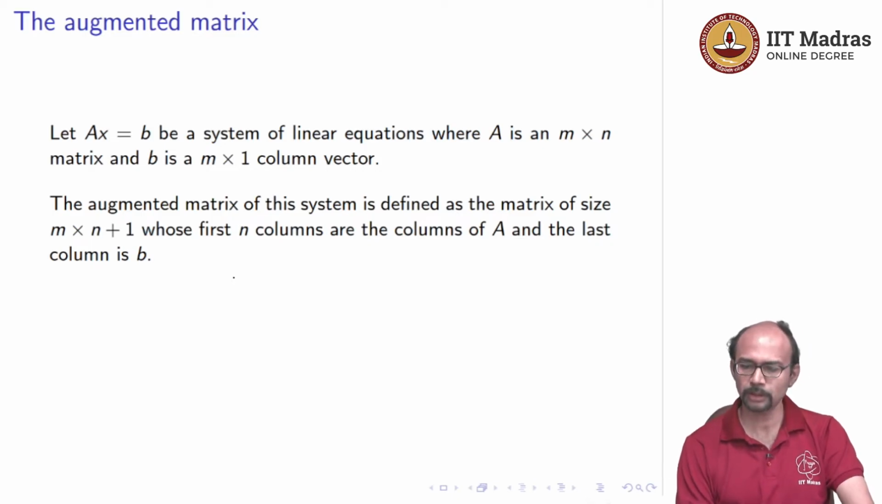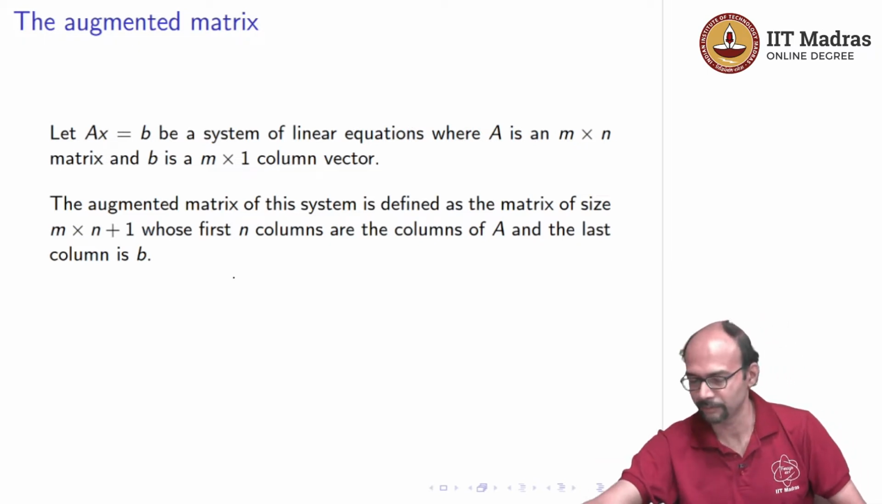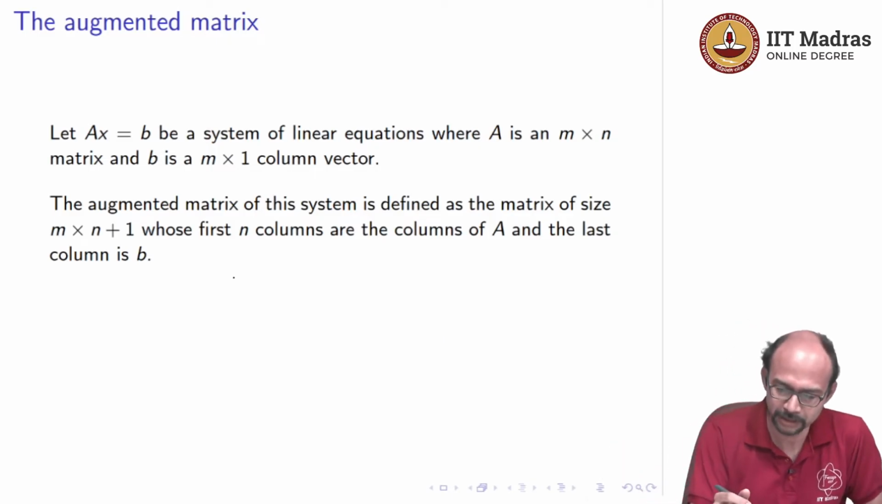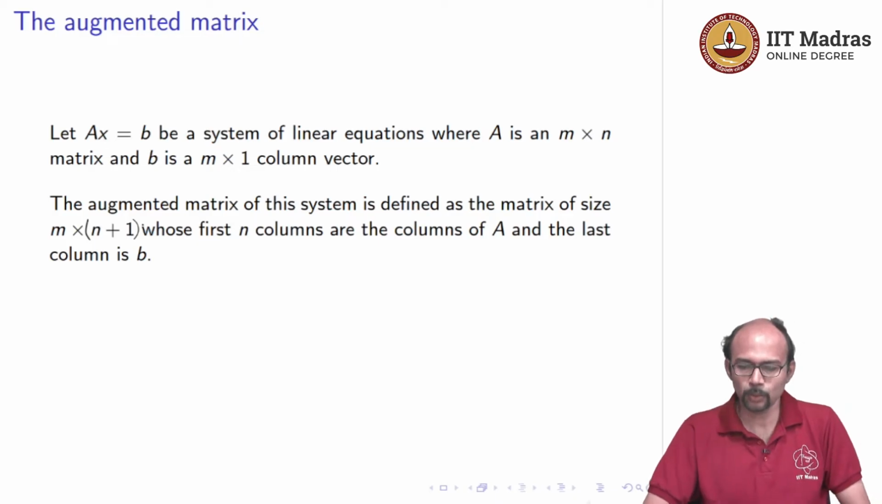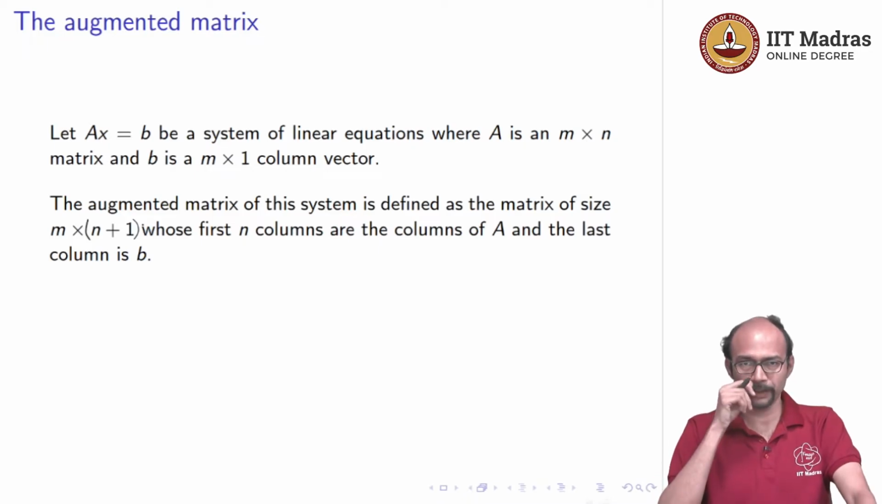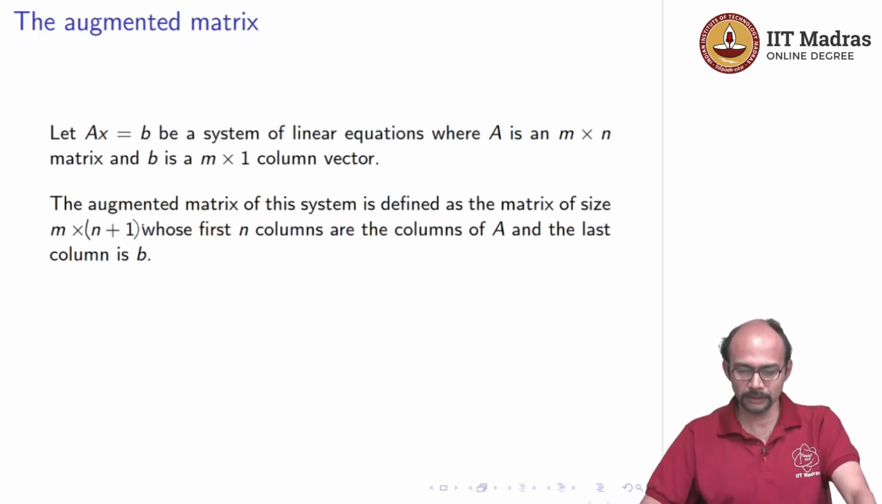Okay, so we form what is called the augmented matrix of the system. This is a new matrix and it is of size m by (n plus 1). There is a small typo here, namely that n plus 1 should be in the brackets. So, the first n columns are the columns of A and the last column is b. This is how I define the augmented matrix of this system.